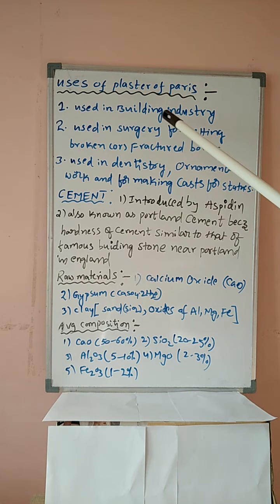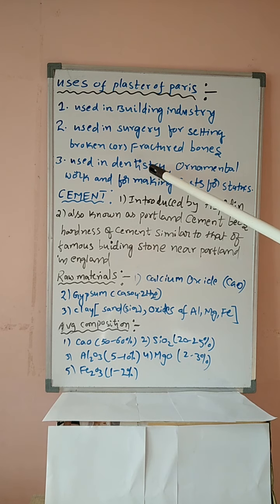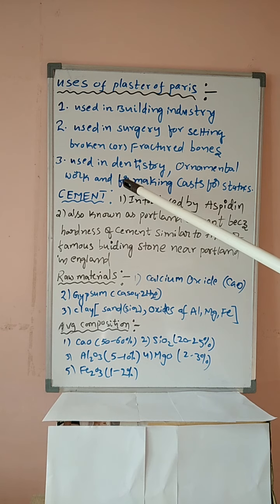For example, if any bone is broken or fractured, we use plaster of Paris for setting the bone for some days. In those surgeries, we use plaster of Paris. It is used in dentistry for teeth, for any teeth damage, teeth color change, any teeth problem. In ornamental work in gold also they use plaster of Paris for making shining and designs. And plaster of Paris is used for making casts for statues. Cast means costumes.